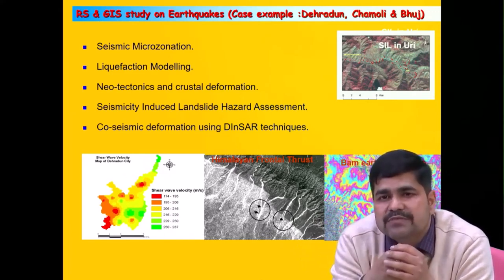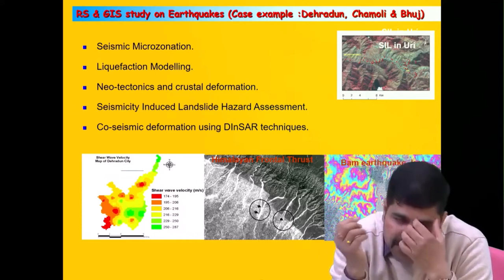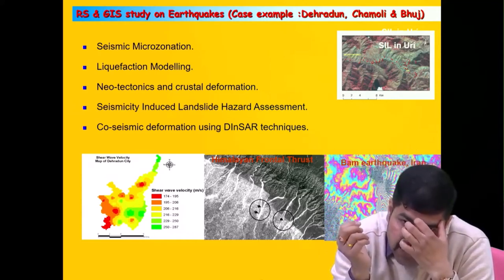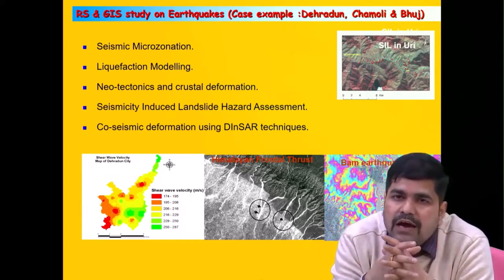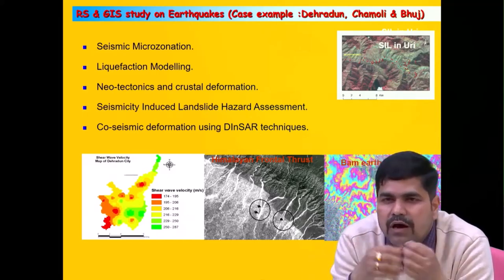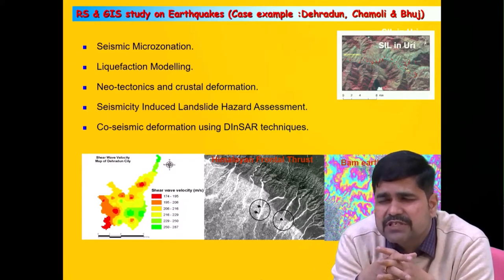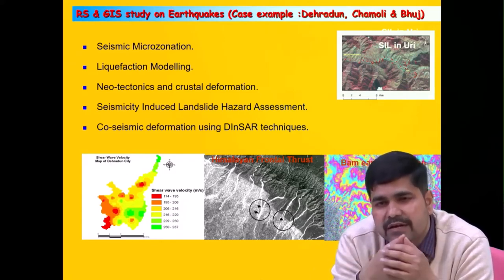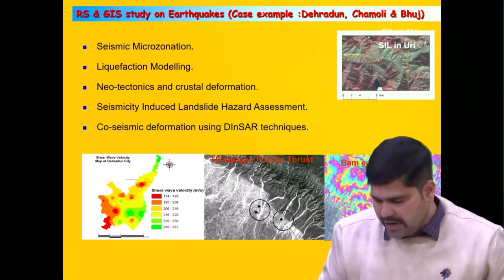And there will be co-seismic deformation that can very easily be detected using differential SAR technology, microwave technology, especially slow moving landslides, or a landslip, or subsurface deformation, where the land is subsiding. All these features can be well caught.